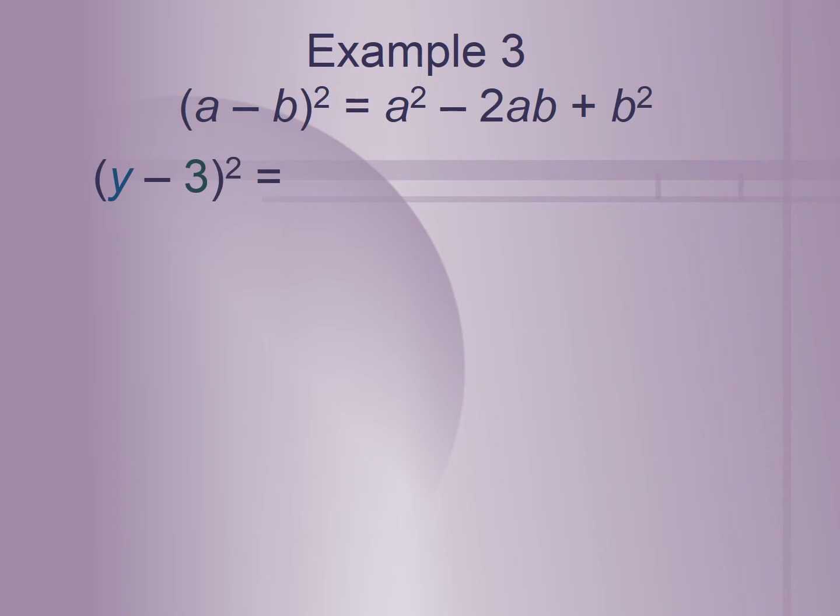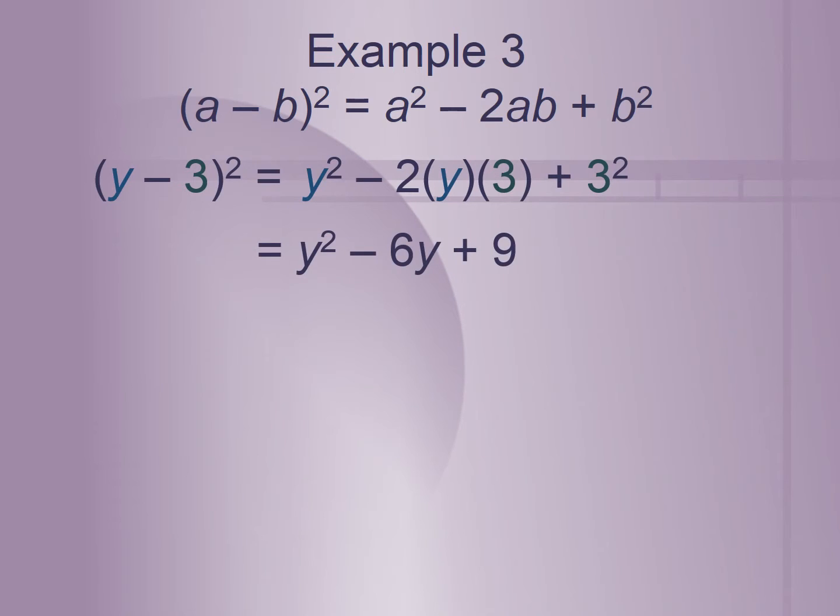So we have y minus 3 squared. y is our first term, which is the a, and 3 is our second term, which is the b in the formula, right? So first we do our first term squared, so y squared, minus 2 times our first term times our second term. First term is y, second term is 3, plus our second term squared. Our second term is 3, so we'll do 3 squared. Simplifying, we have minus 2y3, so 2 times 3 is 6, so we have minus 6y. And then 3 squared is 9.